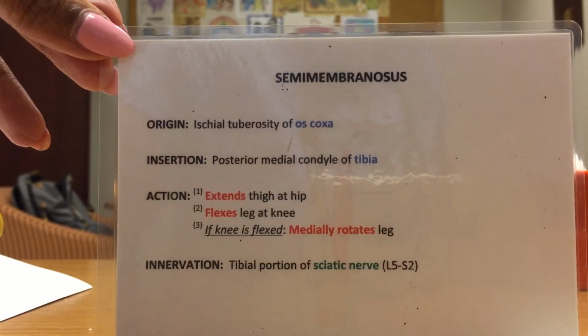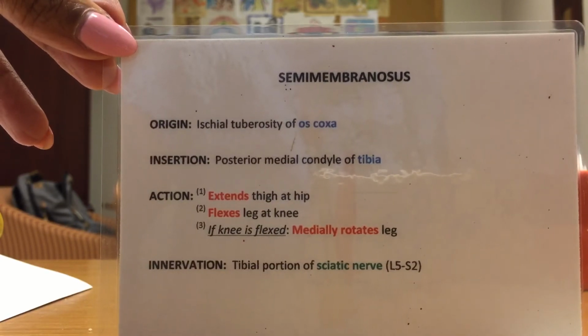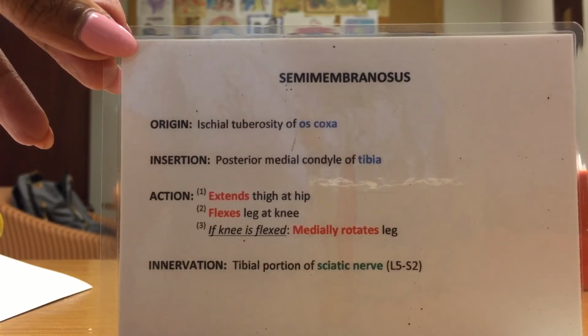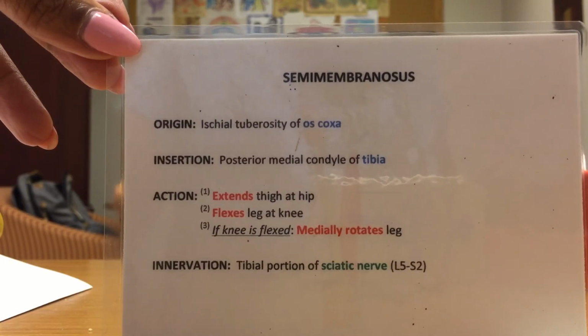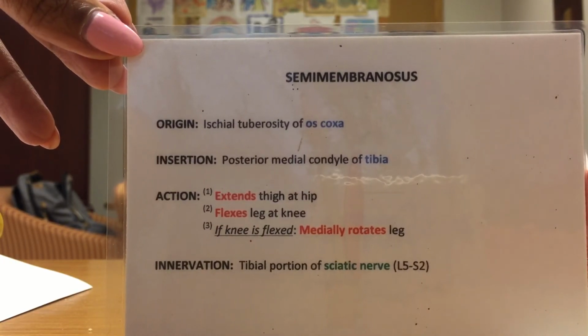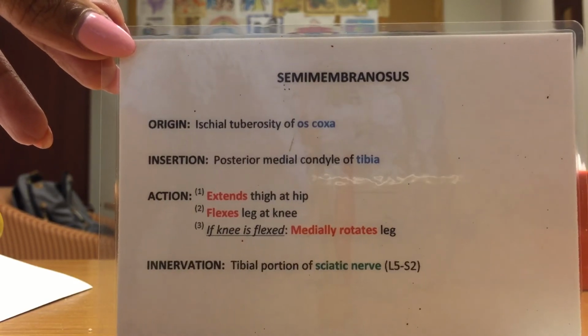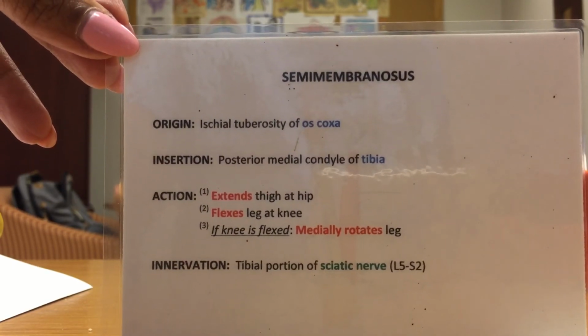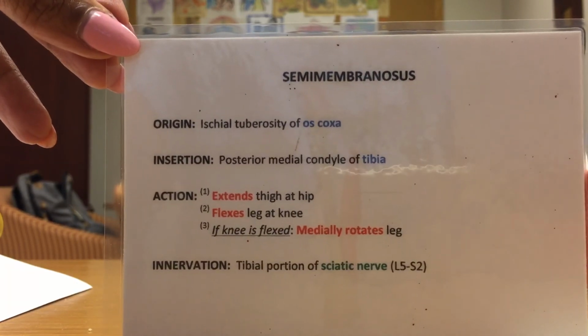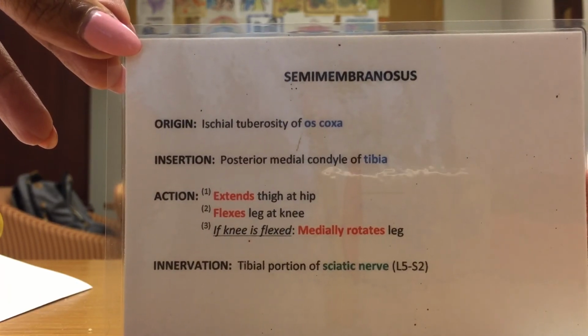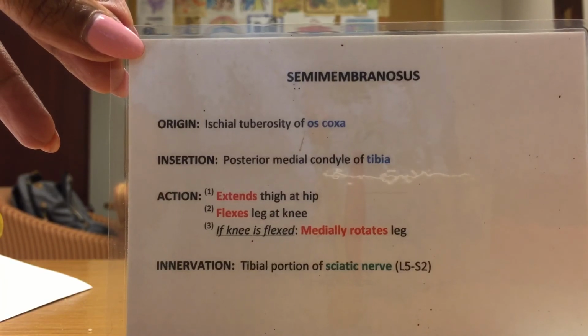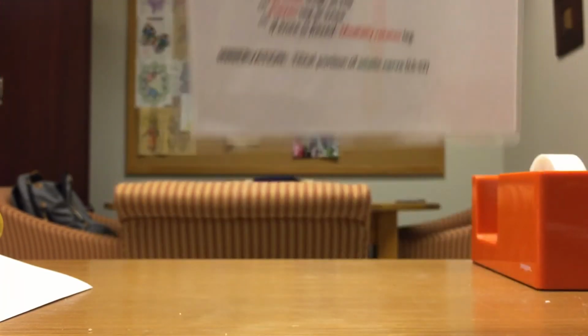And these 3 actions are exactly the same as the semitendinosus. So number 1, it extends the thigh at the hip. Number 2, it flexes the leg at the knee. And 3, it medially rotates the leg if the knee is flexed. Okay, the nerve, the innervation is the same, which is the tibial portion of sciatic nerve L5, S1, S2. And again, this is semimembranosus. All right, that's it.